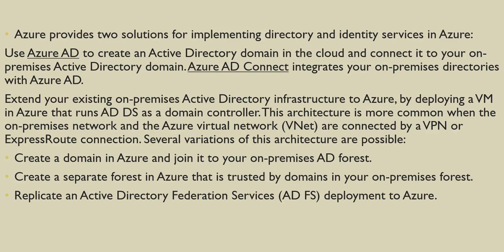Well, this architecture is more common when the on-premise network and the Azure VNet are connected by a VPN or an ExpressRoute connection, like I told you in the previous video. Several variations of this architecture are possible. You can create a domain in Azure and join it to your on-prem AD forest. You can create a separate forest in Azure that is trusted by domains in your on-prem forest, or you can replicate an ADFS deployment to Azure.